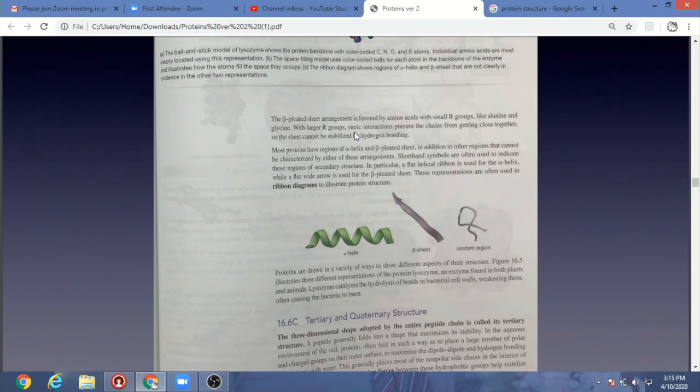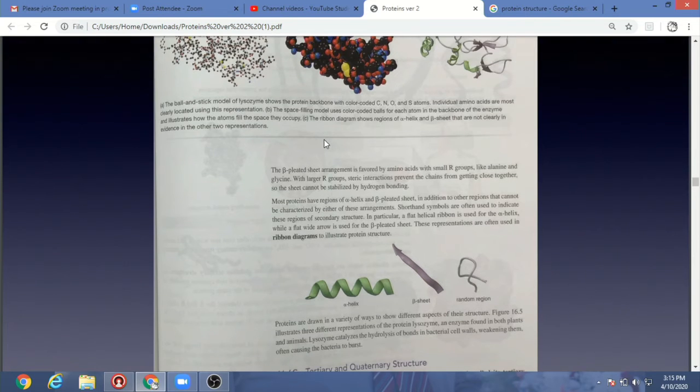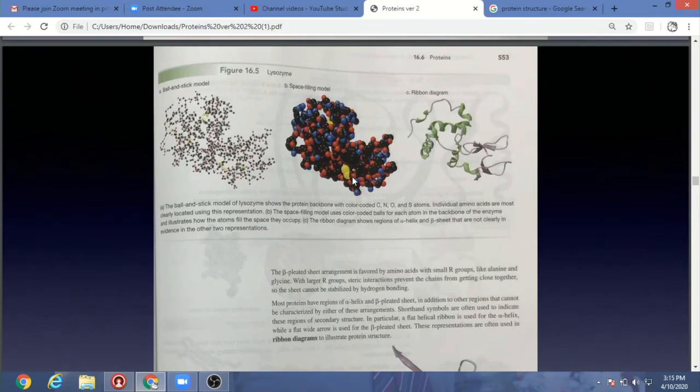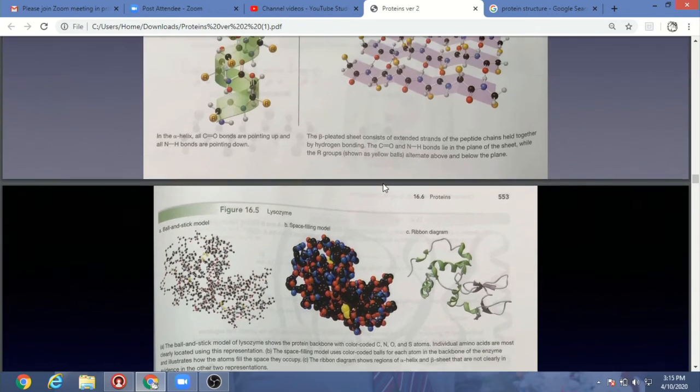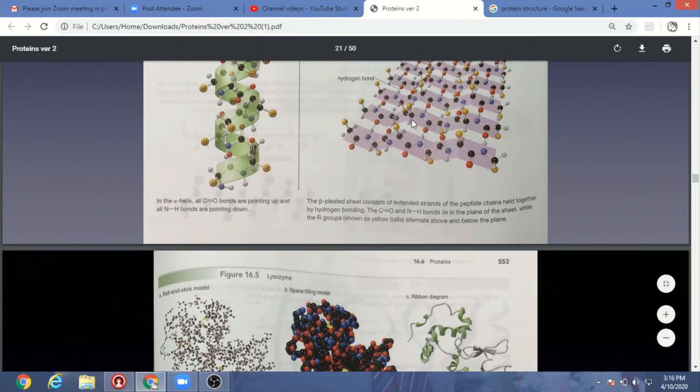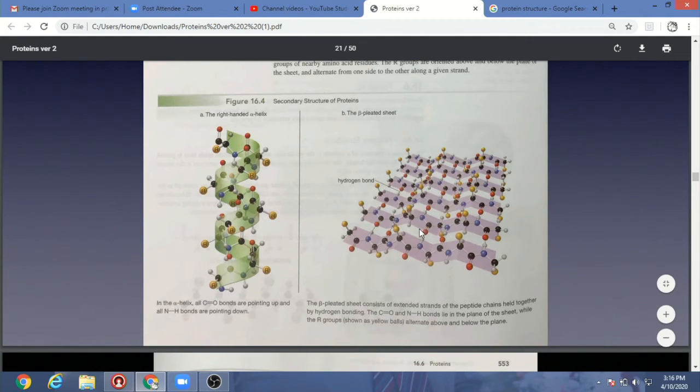With larger R groups, steric interactions prevent the chains from getting close together, so the sheet cannot be stabilized by hydrogen bonding. So I just said it wrong again the second time. This sheet is favorable for small R groups, but for large R groups, you can't pack them all in like this. There's actually not a lot of room up top, like I said there was. That was the little mistake I just made. Sorry about that. You don't have a whole lot of room up here, because this is the only place where they can all go, up top.